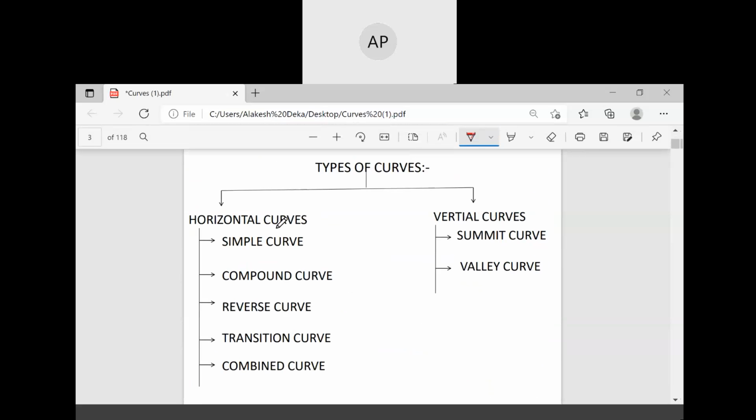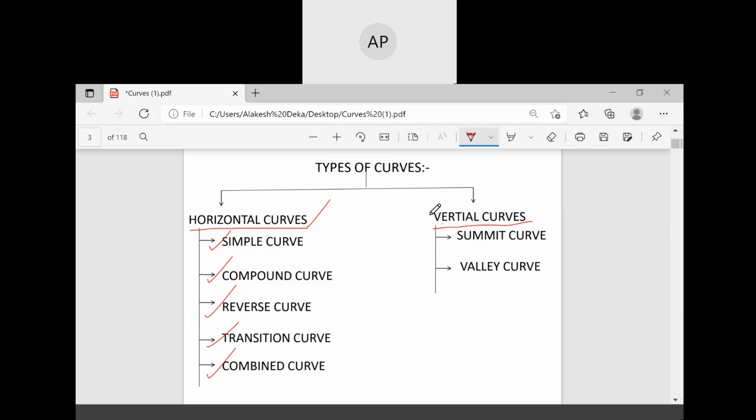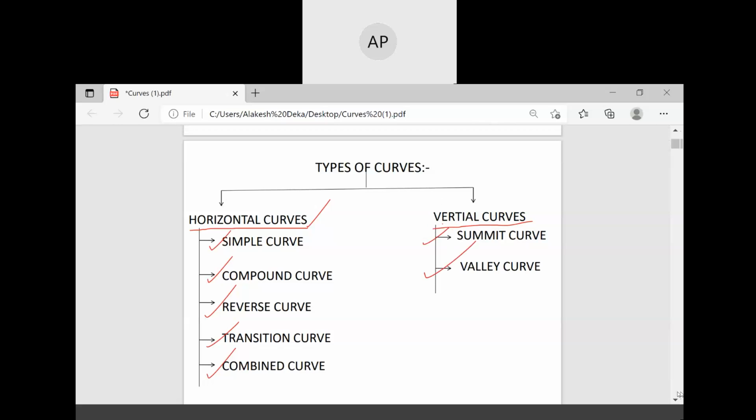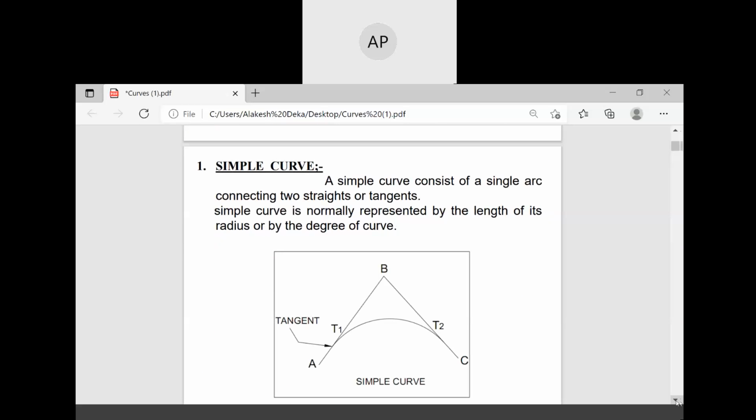Next, types of curves. Generally, we have two types of curves. One is horizontal curves, and the next one is vertical curves. Under horizontal curves, again it is classified as simple curve, compound curve, reverse curve, transition curve, and combined curve. In the vertical curves, we have summit curves and valley curves. So now let's discuss what is a simple curve.